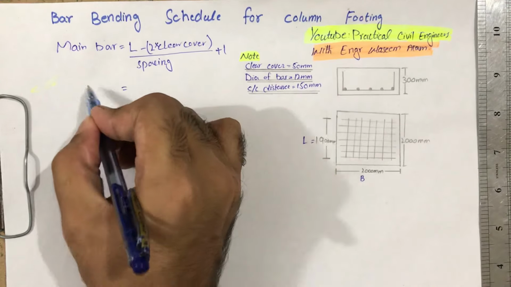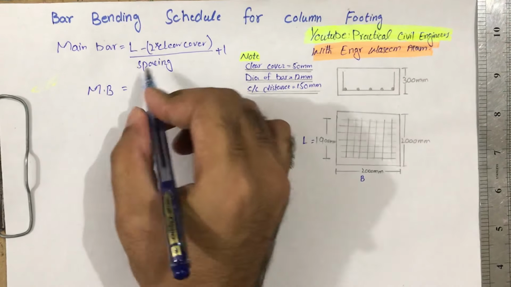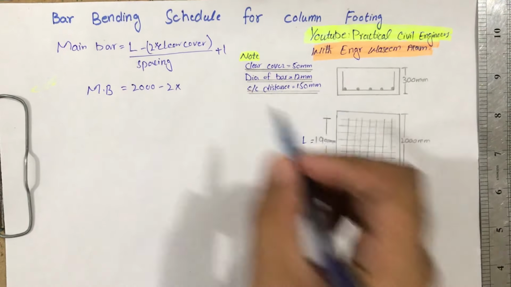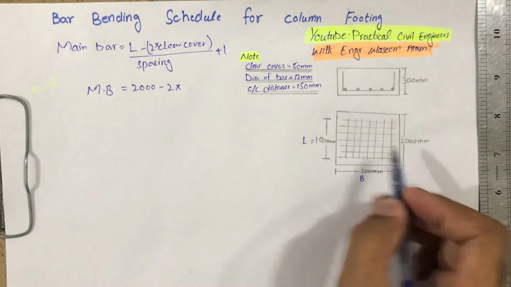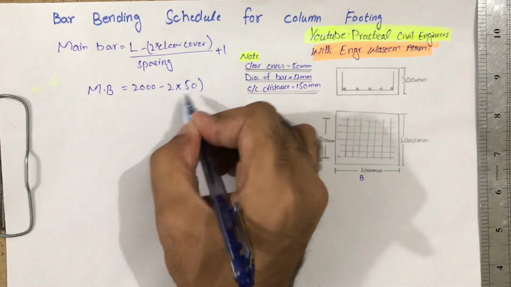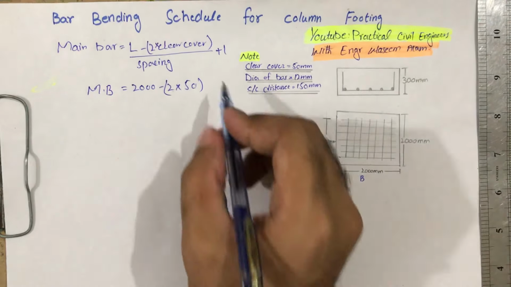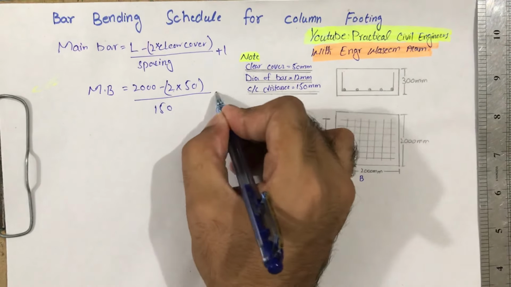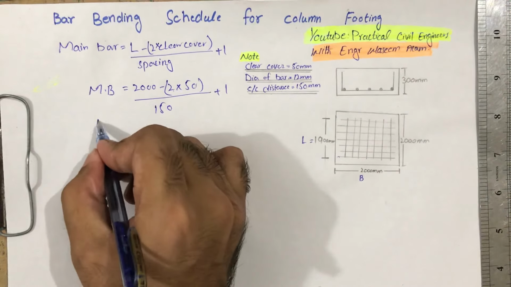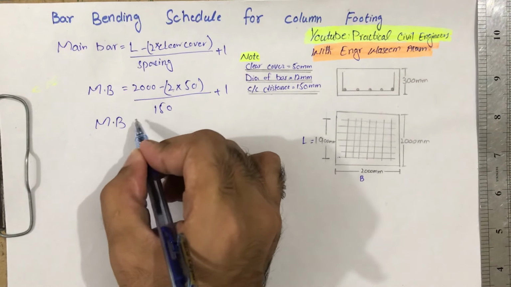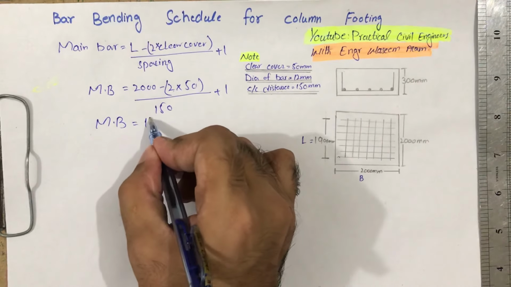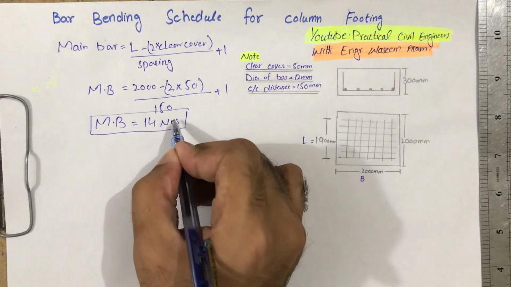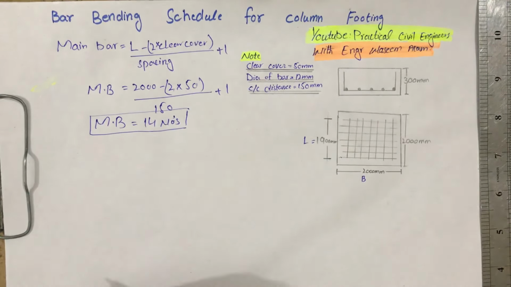So MB is equal to 2000 minus 2 into clear cover. So this is 50 and this is 50. So 50 clear cover. 2 because it's on each side, that's why we use 2. Divided by spacing which is 150 mm, plus 1. So the main bars will give us 14 numbers. There will be 14 main bars.